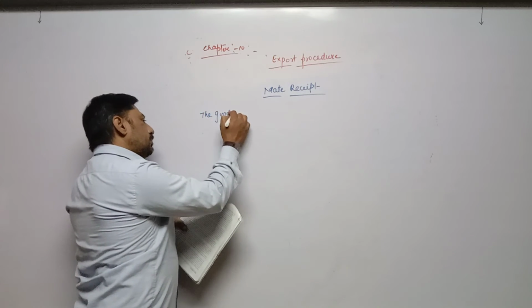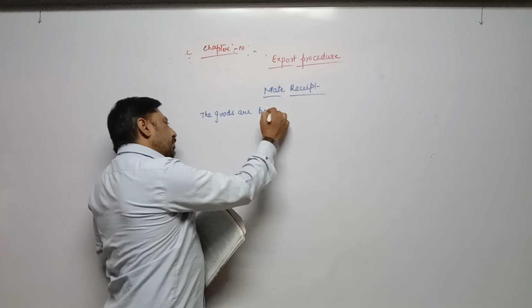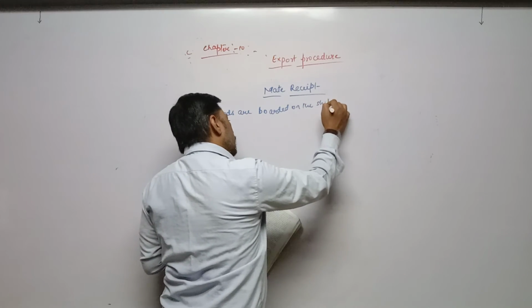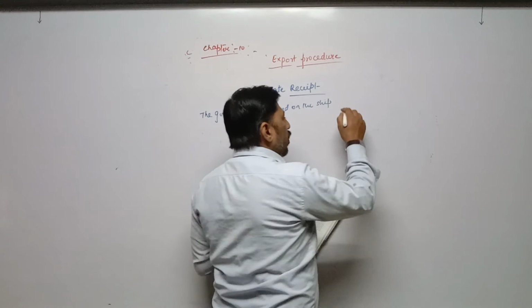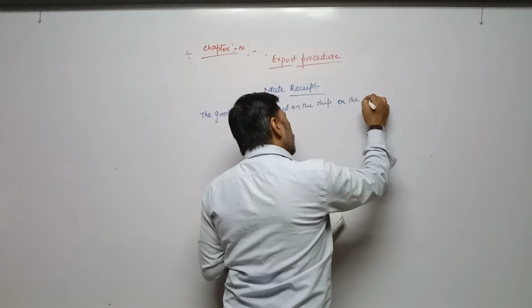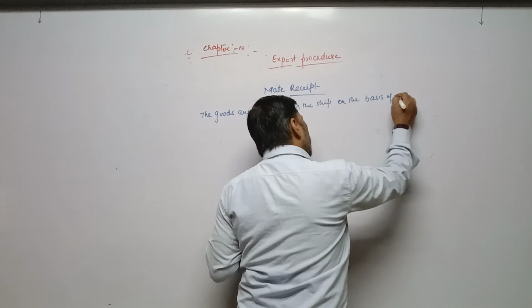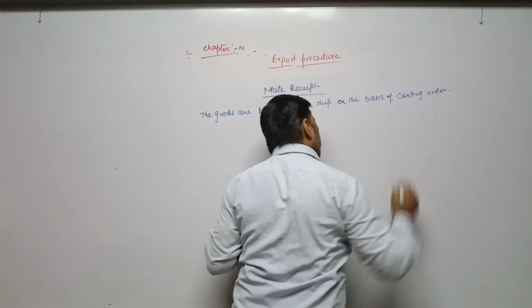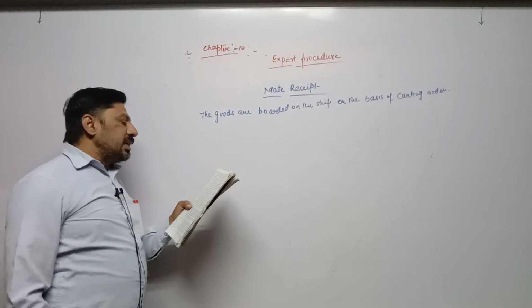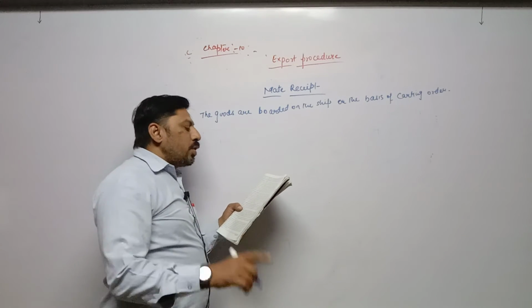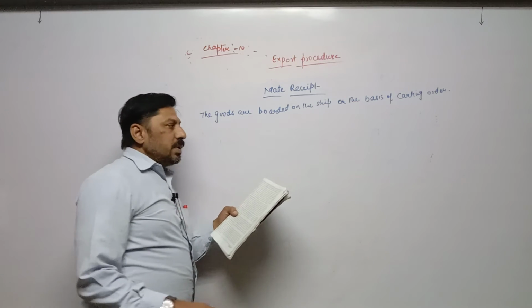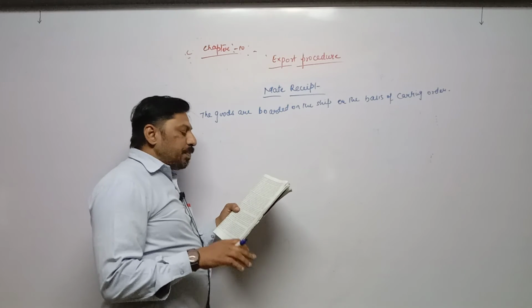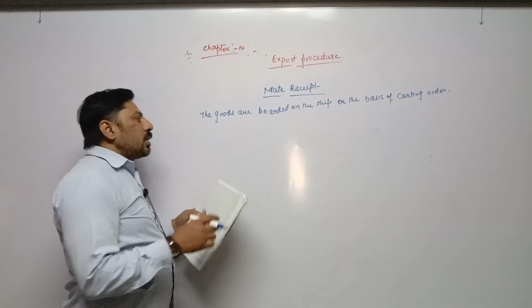Now mate receipt, the goods are boarded on the ship on the basis of carting order. The representative of the captain of the ship is known as mate. Means in a ship there is a captain and one assistant is there for the captain. That assistant, that representative of the captain, is called mate.